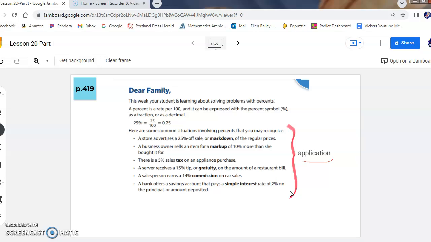I think application is one of the most important parts of math. I mean, why else would we learn it, right? And application on percents is quite practical. It's really important that people know how to work with percents. Several of these we've already worked on. The only thing I don't think we've talked about much is commission, so we might do something about that a little bit later. And you've done a couple of independent assignments on simple interest. All right, let's move on.